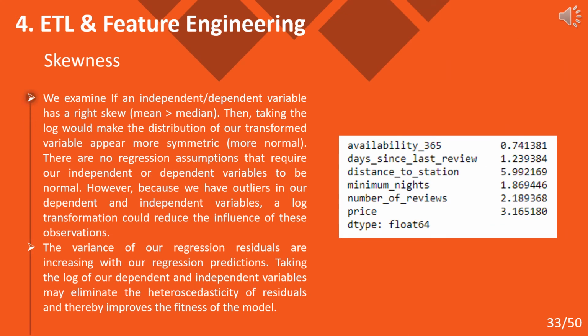Skewness. We examine if an independent or a dependent variable has a right skew, mean greater than median. Then, taking the log would make the distribution of our transformed variable appear more symmetric, more normal. There are no regression assumptions that require our independent or dependent variables to be normal. However, because we have outliers in our dependent and independent variables, a log transformation could reduce the influence of these observations. The variance of our regression residuals is increasing with our regression predictions. Taking the log of our dependent and independent variables may eliminate the heteroscedasticity of residuals and thereby improve the fitness of the model.